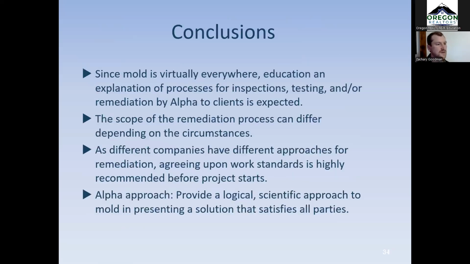Conclusion, since mold is virtually everywhere, education and explanation of processes for inspections, testing, and remediation to clients is expected. So this is all to say, if you call us, we would really prefer to have a conversation because in most cases, every situation is not only different, but your clients are different. So every situation warrants that additional discussion to best advise what to do.